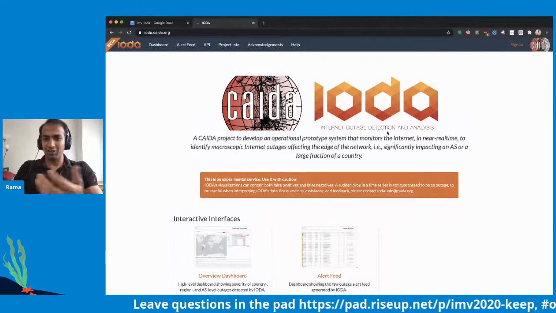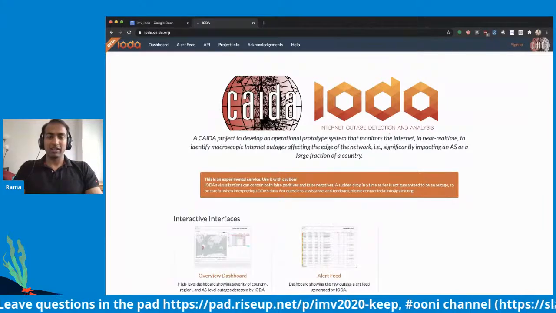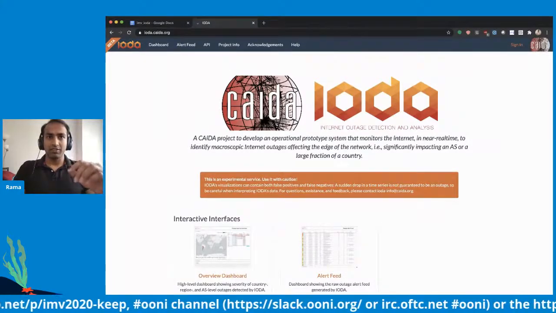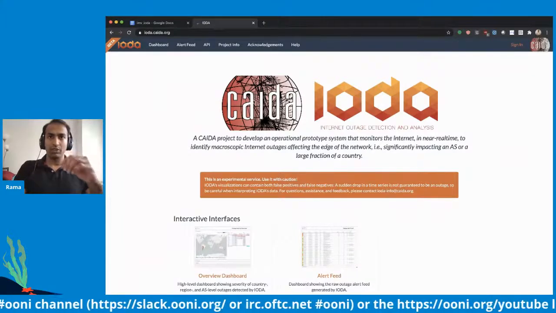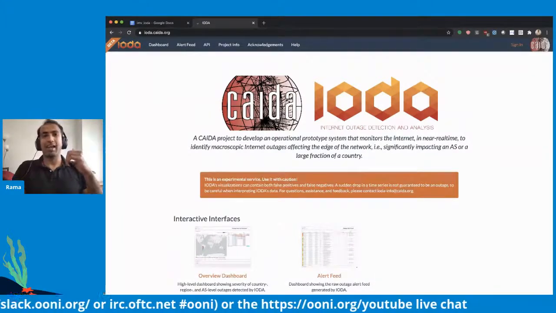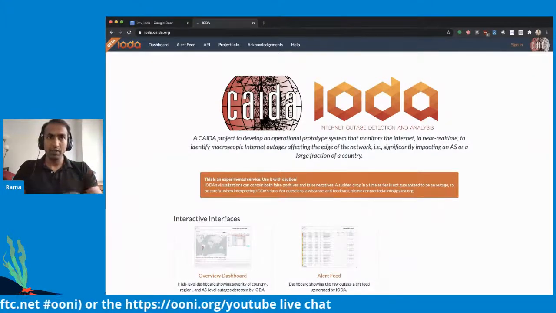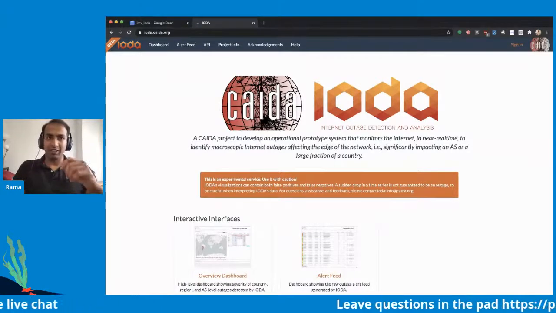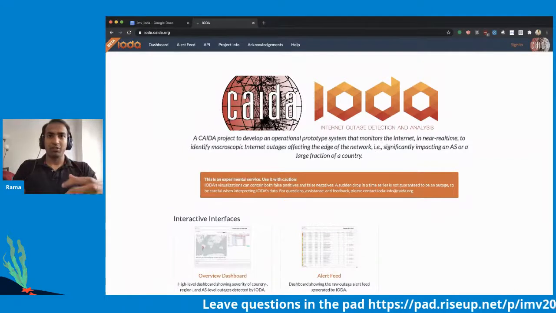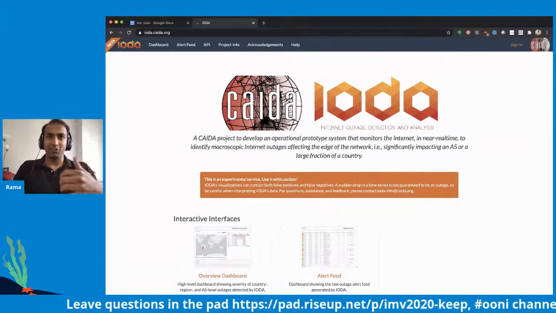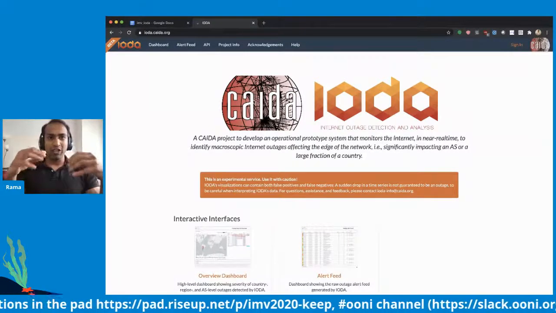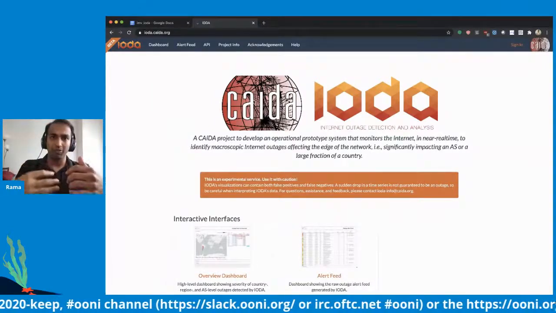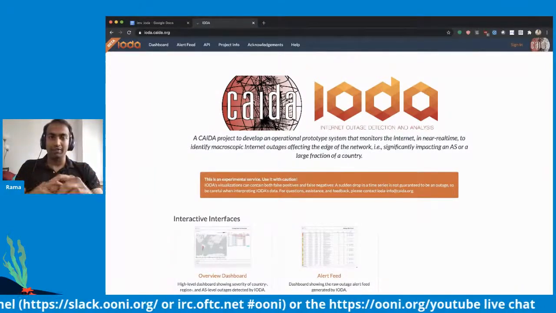Again, I've explained what IODA is. IODA is the Internet Outage Detection and Analysis system. And CAIDA is the research center that's affiliated with UC San Diego, where IODA is actively under development. CAIDA, which stands for the Center for Applied Internet Data Analysis, builds infrastructure to perform large-scale internet measurements and makes curated data available to other researchers, political scientists, policymakers, and the general public.